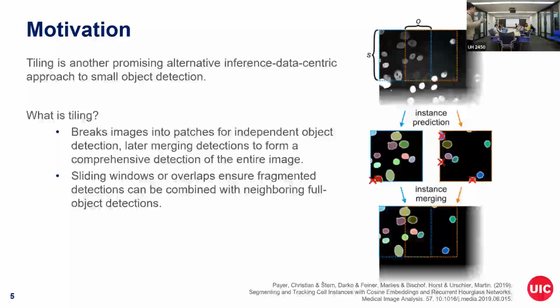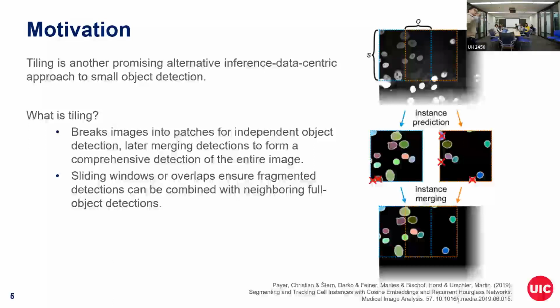So we explore another kind of strategy called tiling. It's another approach, inference data centric, to solve the small object detection problem. Why is it inference data centric? It's using the initial inference data to improve the results. So what is tiling? It breaks the images into small patches for independent object detection. Later on, it merges those detections together to form a more comprehensive detection of the entire image.